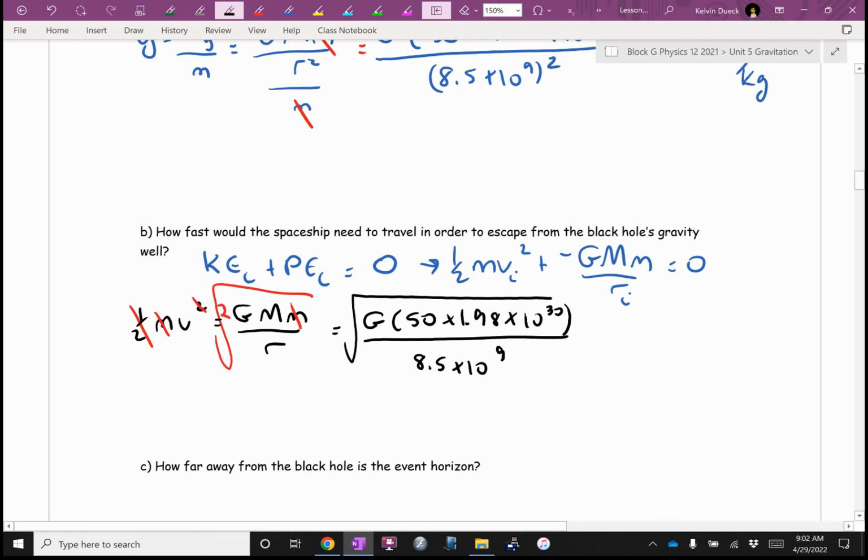It's going to be bigger than Earth's, so it's going to be larger than 11,200. How do I know? Stronger gravitational field right there. Amrit, what'd you get? Okay.